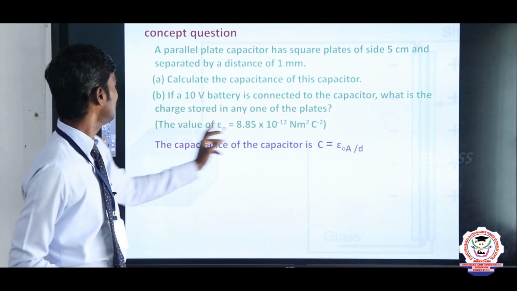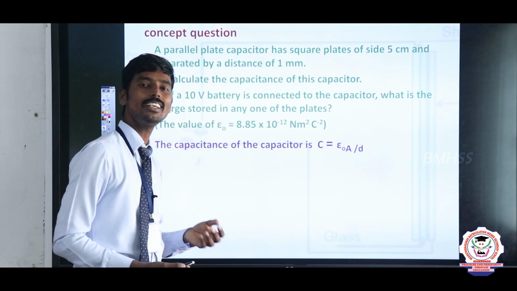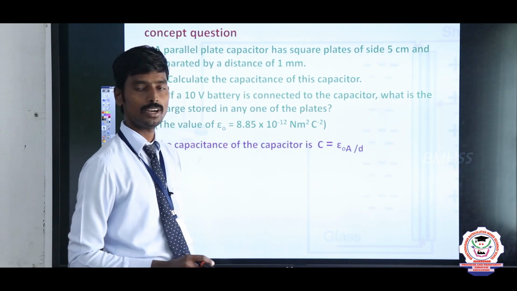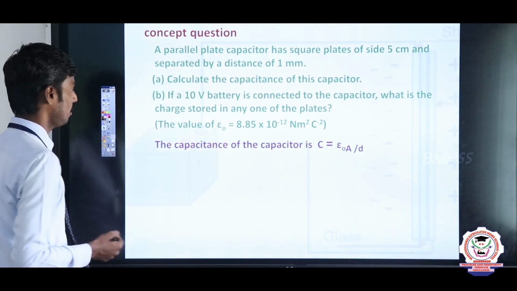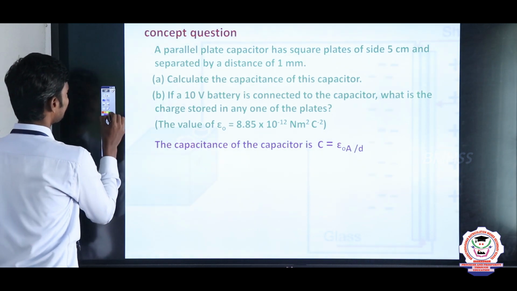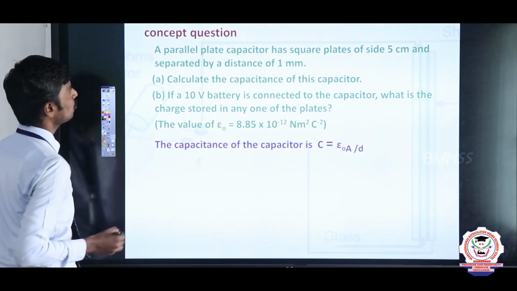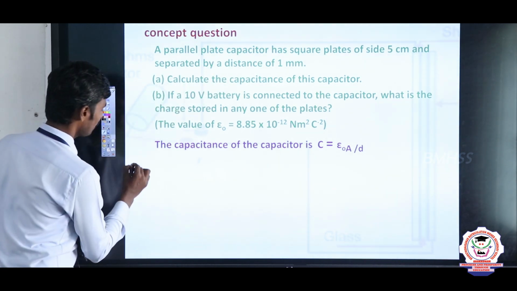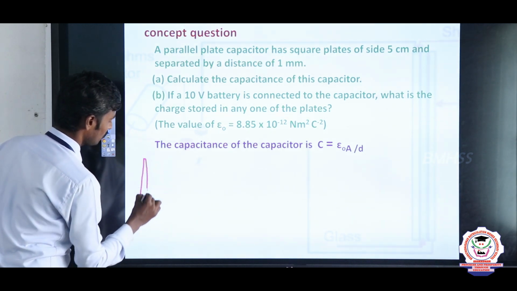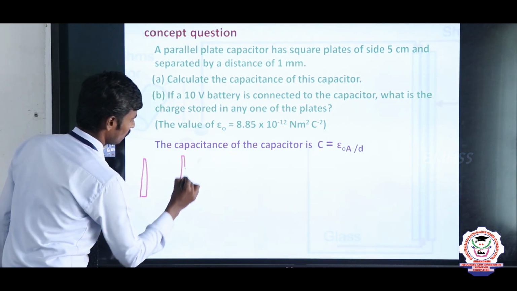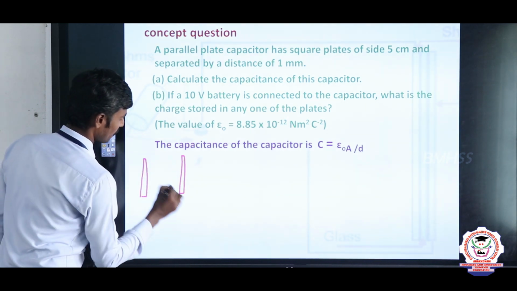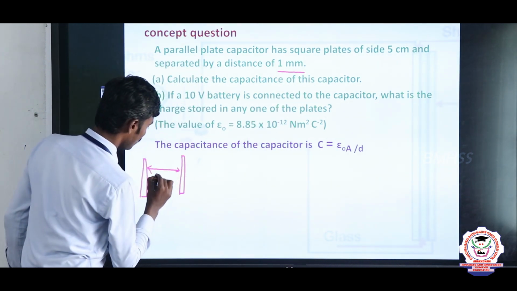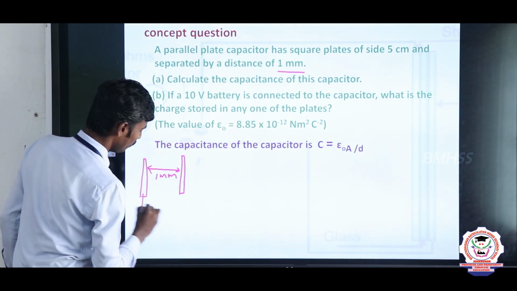Here the given data: the constant epsilon 0 value is 8.854 into 10 power minus 12 C squared per Newton meter squared. This is the constant value given. So let us solve this problem. The parallel plate capacitor has square plates; this is the parallel plate, separated by a distance of 1 millimeter, and connected to the battery terminal voltage.